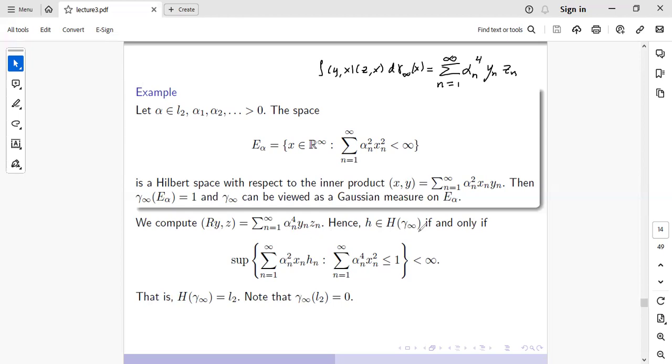And then we can find the Cameron-Martin space of this measure, and it will be L2. So we need to find out for which sequences Hn such a supremum is finite. Note that if Hn is in L2, then we estimate the sum by the Cauchy inequality.